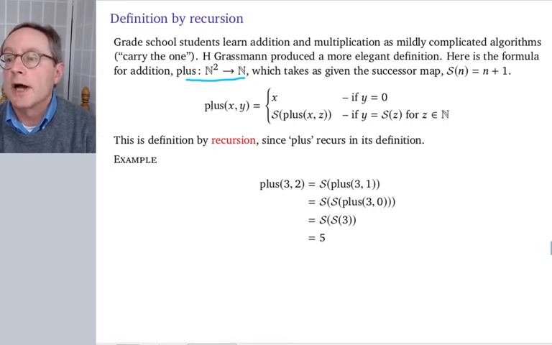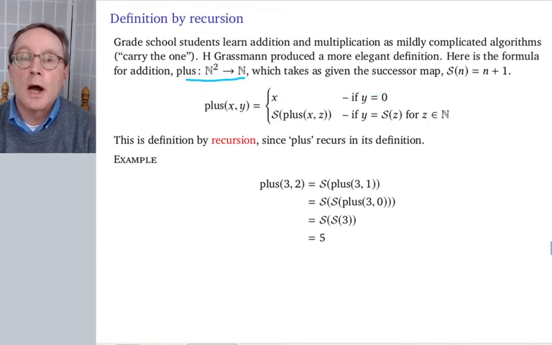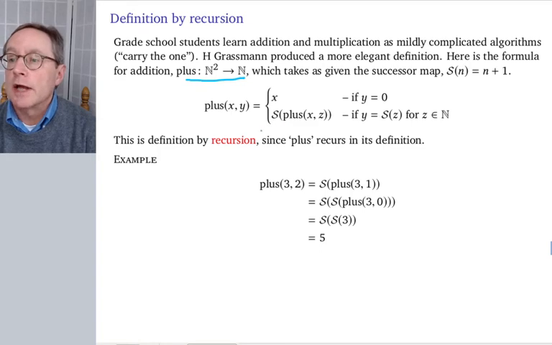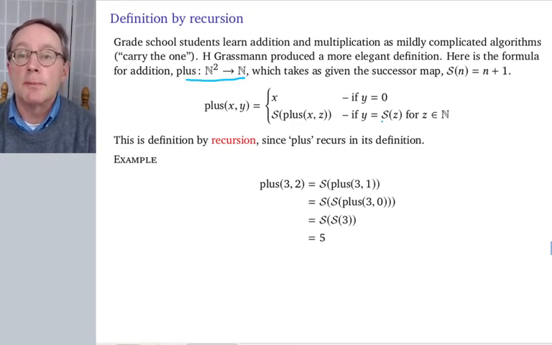And Grassmann defines it this way: the plus of x, y is x anytime y is equal to 0, and the plus of x, y is the successor, where s is the successor function, the plus 1 function, what in C you call plus plus, the successor of the plus of x and z, where y is the successor of z. This is one of those things where you need an example, and then having seen the example, the definition is perfectly clear, so let's look at the example.